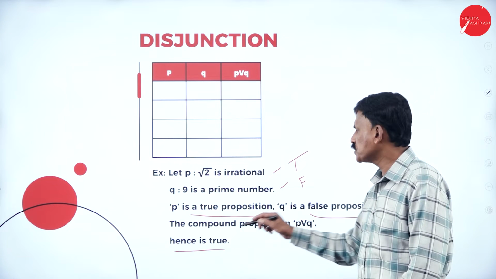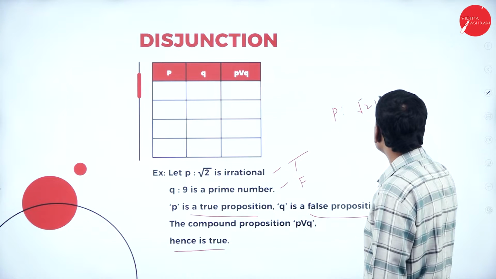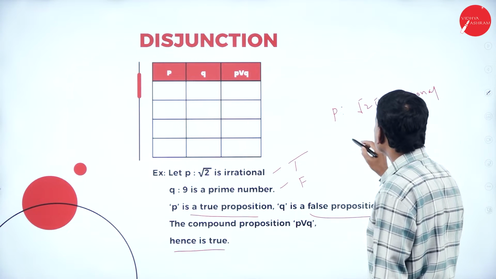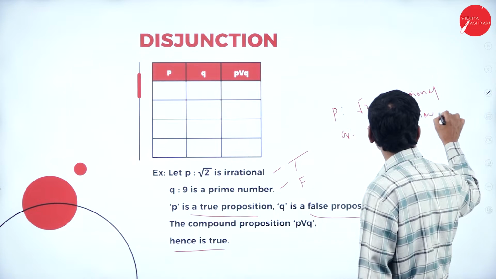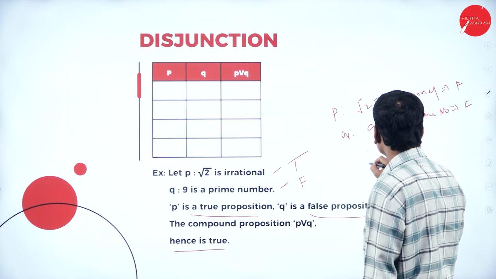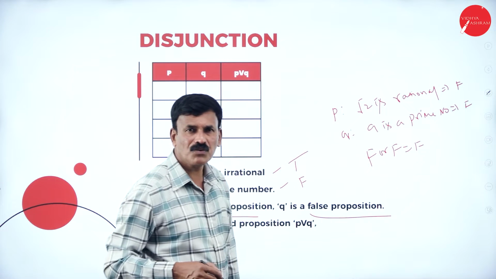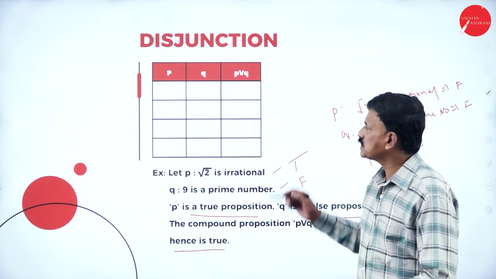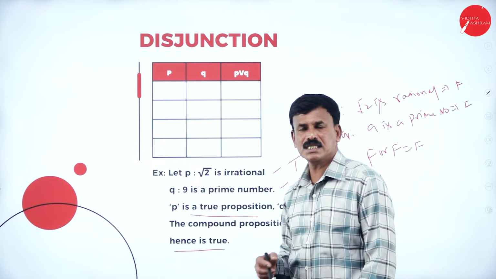Hence, the compound proposition is true. Suppose I write like this, P: root 2 is rational, and Q: 9 is a prime number. In this case, both the statements are false. This is false and this is false. So false or false is equal to false. F or F is equal to false. So while writing the truth table for this disjunction, if both the statements are false, then it is false. In other cases, it is true.